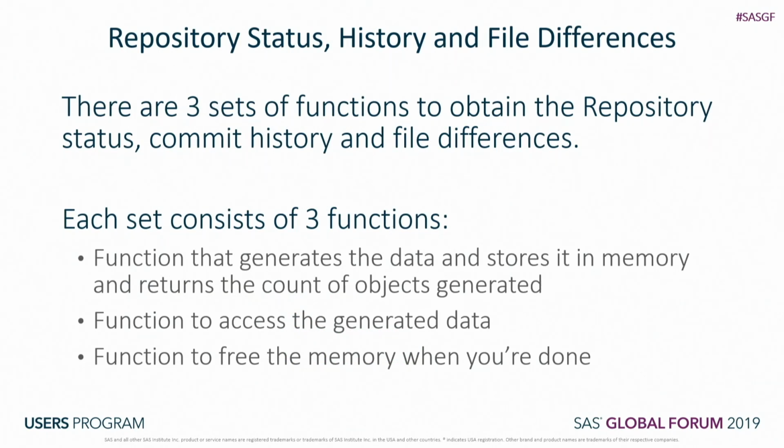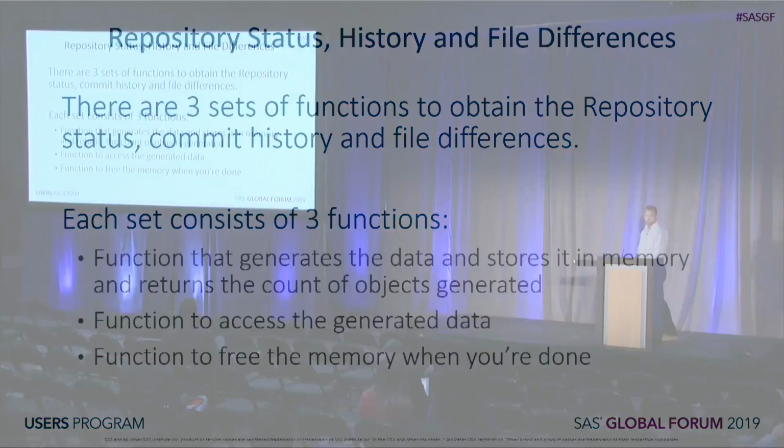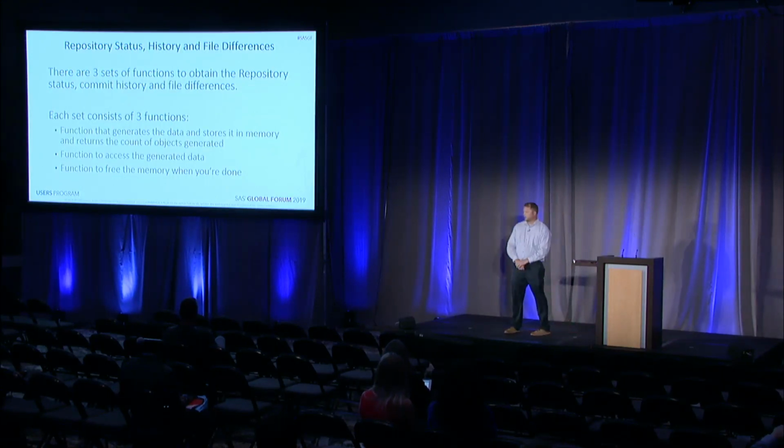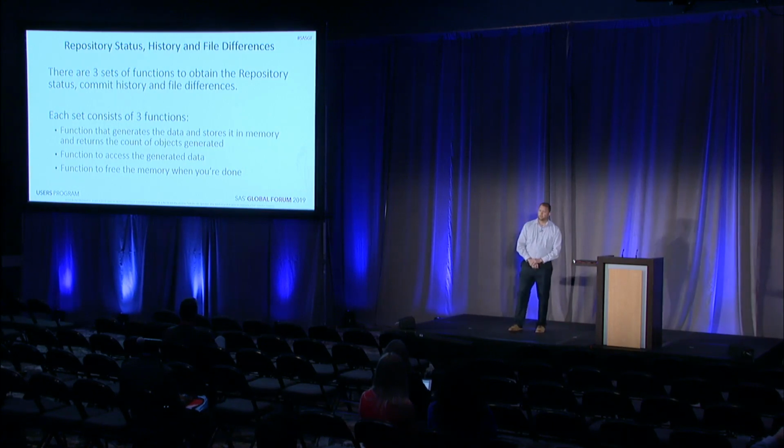The next set of functions is status, history, and file differences. I included all 3 of these together because they follow the same design pattern. Each set has 3 functions: a function that generates a data structure in memory and returns the count of objects that was generated, a function to access properties of that object, and then functions to free the data structure from memory. SAS does not have garbage collection, so you have to free your memory.